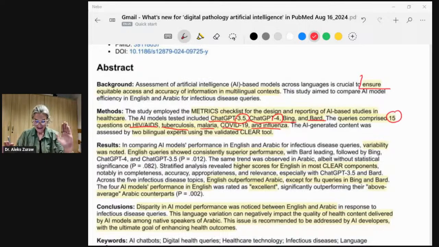So we asked ChatGPT 15 questions, and there were 2 bilingual experts using a validated CLEAR tool. This CLEAR tool is another tool for checking how accurately the language AI specifically answers healthcare related questions. So I'm going to have the deciphering of this acronym for you in the podcast.